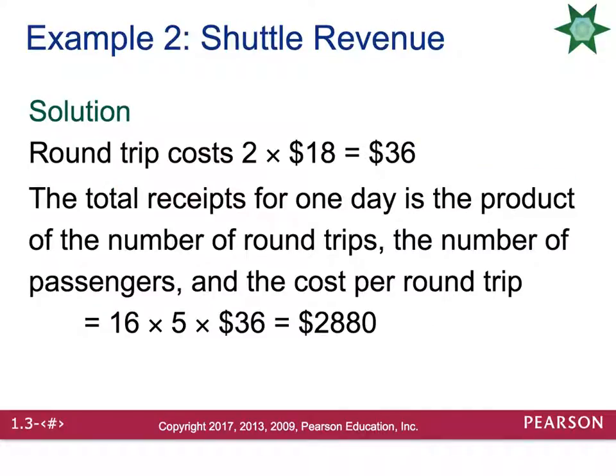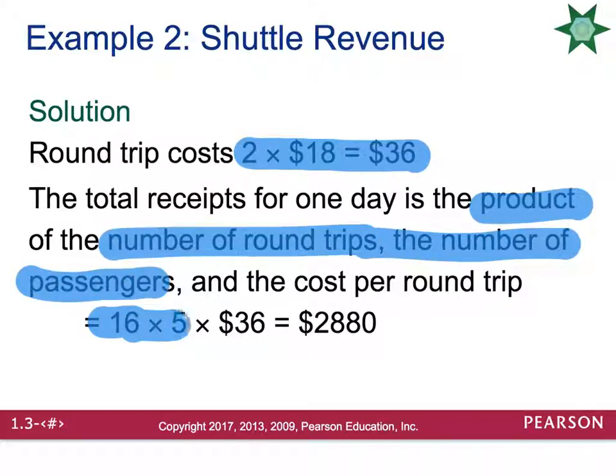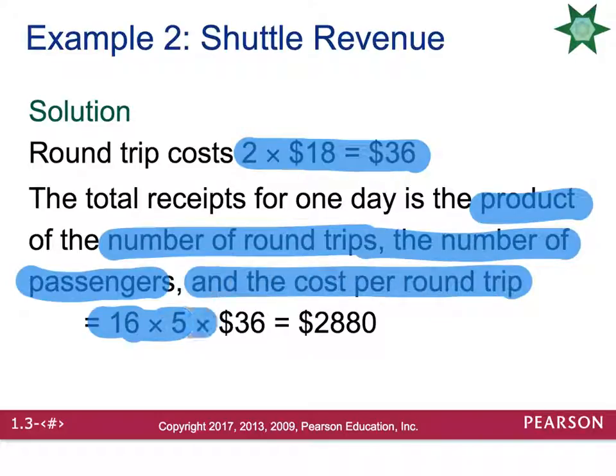Okay, so getting our solution, the round trip costs $36, 2 times 18, since it's $18 each way. And then the total receipts for one day is the product of the number of round trips, which is 16, times the number of passengers, which is 5, and then the cost per round trip, which is 2 times 18, so times 36. If we multiply those using mental math, 16 times 5 is 80, and then we're going to go 80 times 36.